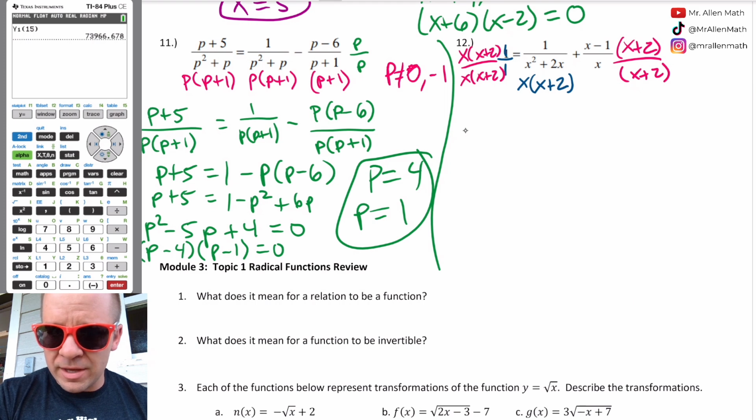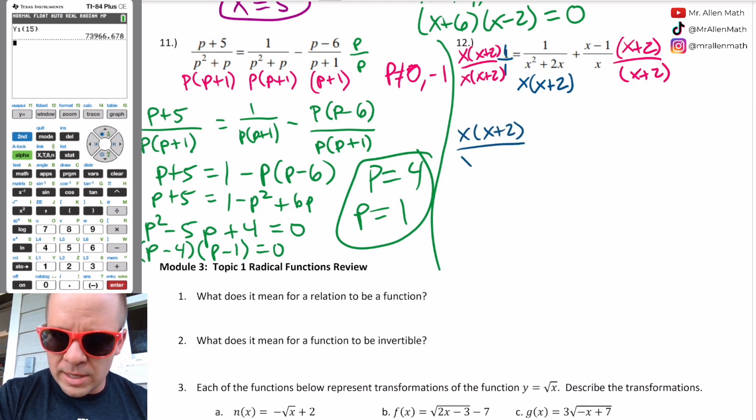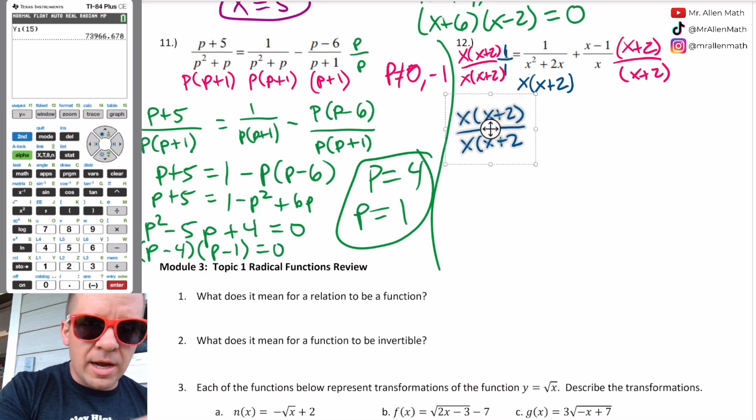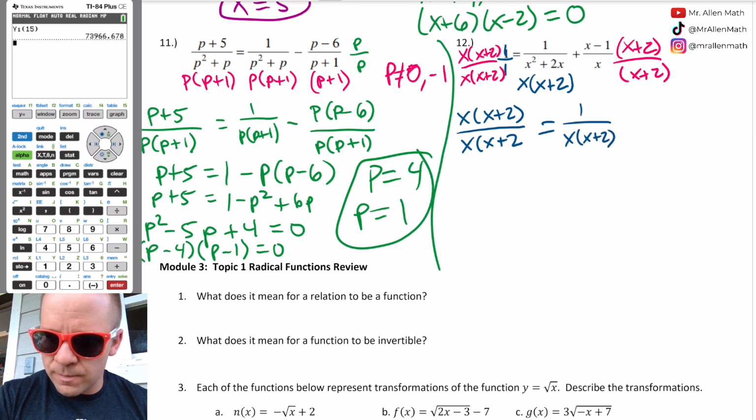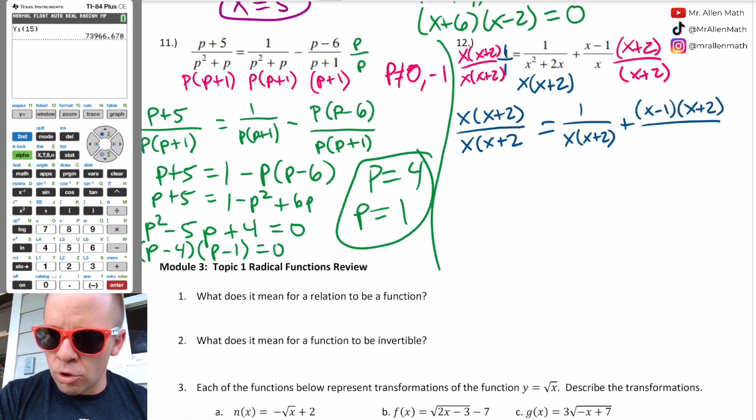So now what I have is on the left-hand side, we have x times x plus 2 over x times x plus 2. I'm going to shift this up a little bit because I feel like I'm going to run out of space otherwise. Oh my goodness, magic. All right, there we go. Back to blue. Okay, so then equals, and then I've got 1 over x times x plus 2. That one didn't change. And then we have plus, and we have x minus 1 times x plus 2 over x times x plus 2.